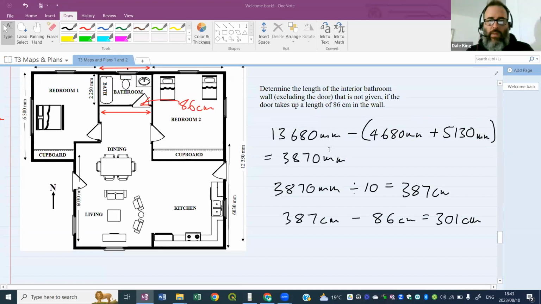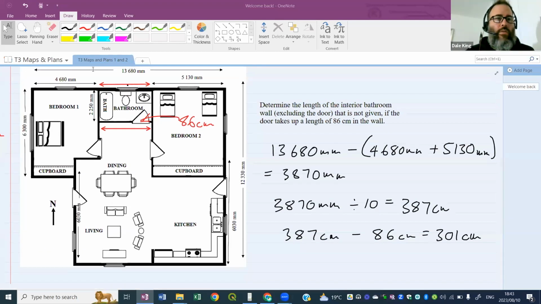So how do we get 301? I'm going to walk through this one more time. We need to find the dimension of this bathroom. The wall here at the bottom, which is pretty much the same as the dimension at the top, but we don't want the door. So we need to get the length of this red piece. We took the whole house's length, which is 13,680. We took away the 4680 and the 5130.